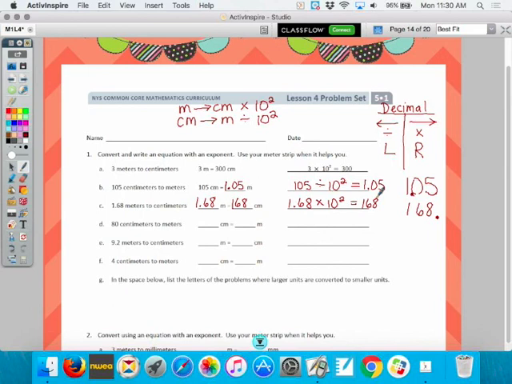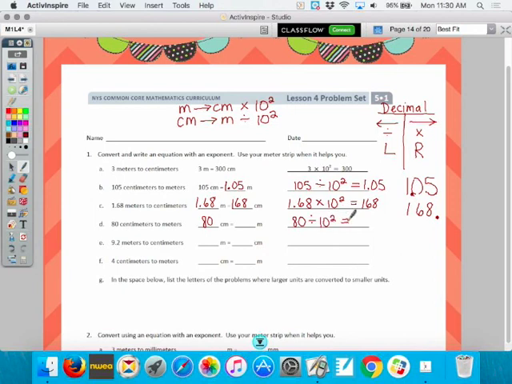Okay, let's see if we can use logic on the next one. 80 centimeters. And I'm going from centimeters to meters. Someone besides Jair, tell me what I'm doing here. Dividing? Is he right? Yeah. Very good, Miguel.